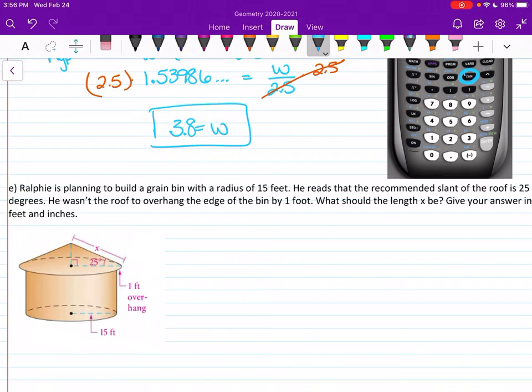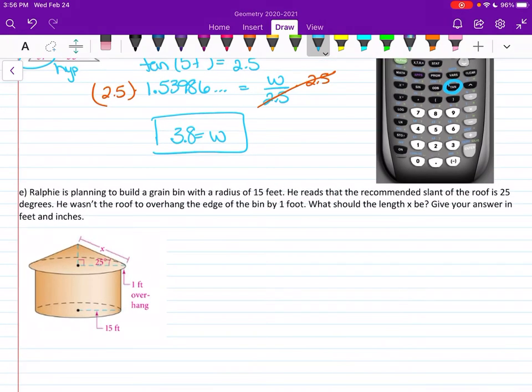Ralphie is planning to build a grain bin with a radius of 15 feet. He reads that the recommended slant of the roof is 25 degrees. That's supposed to say wants the roof to overhang the edge of the bin by 1 foot. Okay, what should the length of X be? Give your answer in feet and inches.